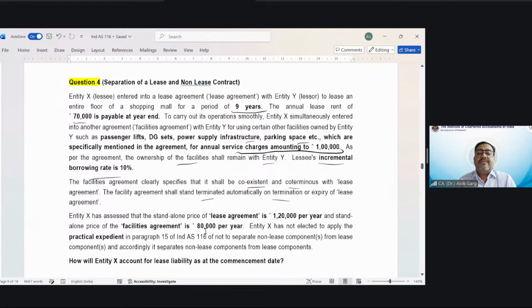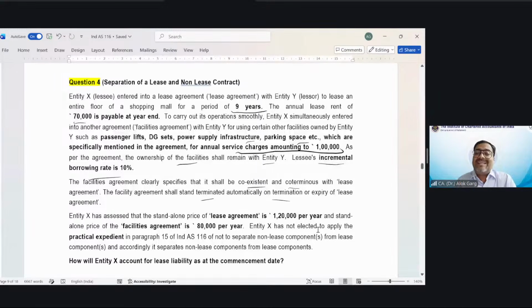And the standalone price of the facility agreement is 80,000 rupees per year. Entity X has not elected to apply the practical expedient in paragraph 15 of Ind AS 116. Sir, I don't remember paragraph 15 of Ind AS 116. You are not required to remember. You are required to remember the concept.